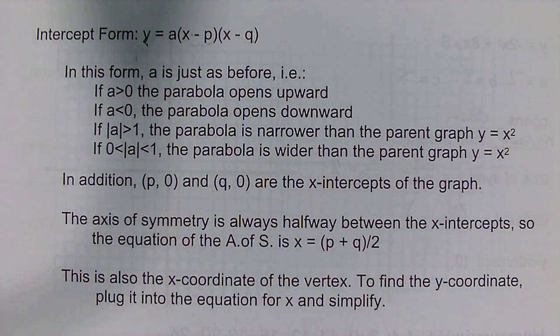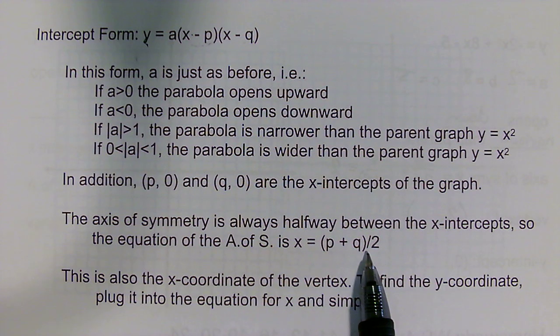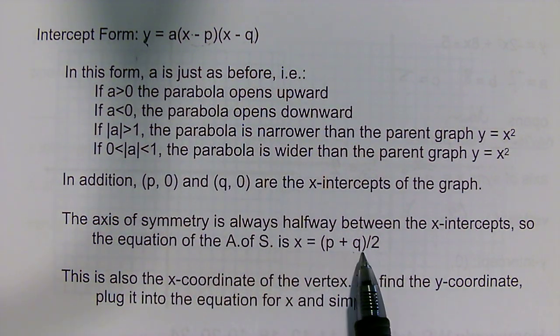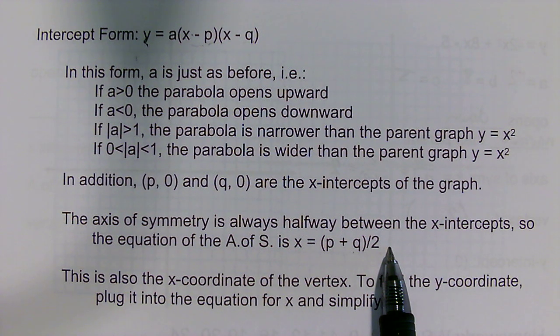Now, since a parabola is symmetric, the axis of symmetry is exactly halfway between those two x-intercepts. And the way you find the number halfway between two is you add them together and divide by 2. You average them. So the x-coordinate of the axis of symmetry in this form is going to be the average of p plus q. And once you know the x-coordinate of the vertex, you plug it into the equation to find the y-coordinate.